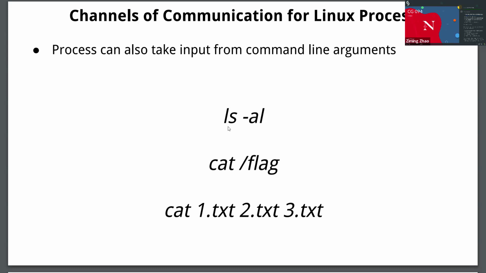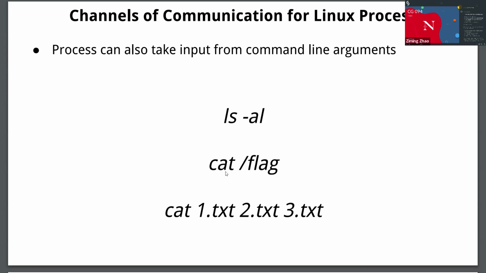When this ls process runs, it has two command line arguments here. There are two strings. The first string is ls, that's the name of the program. The second string, the -al, that's also a string. That is the first command line argument. So we can say this one is the zeroth, and this is the first.